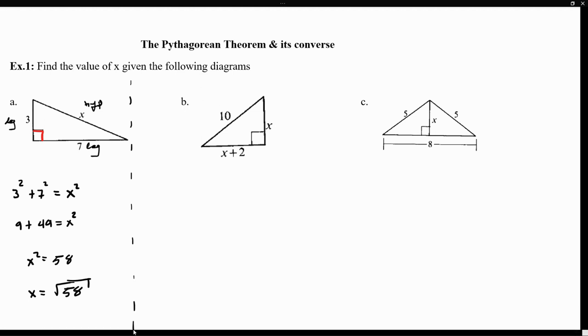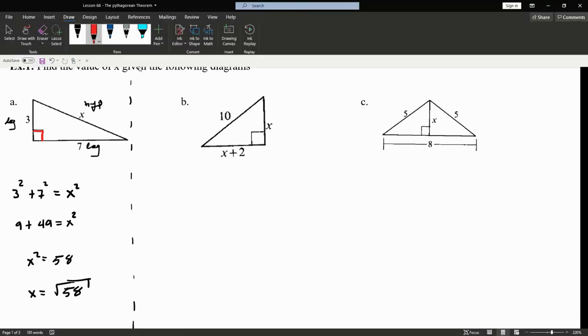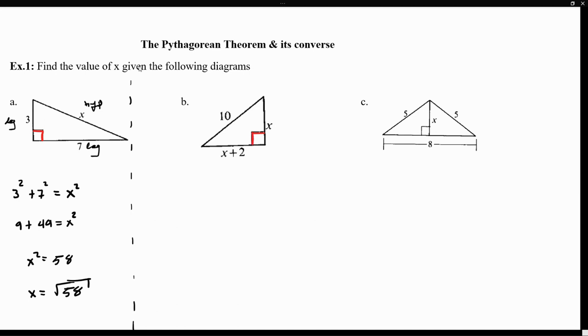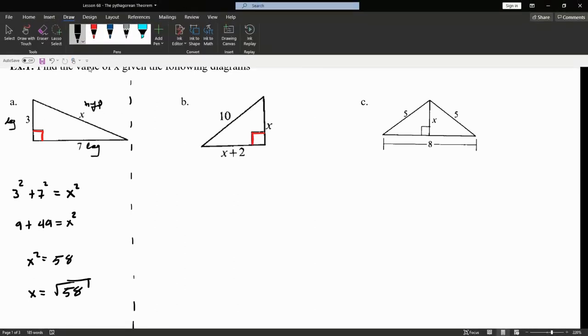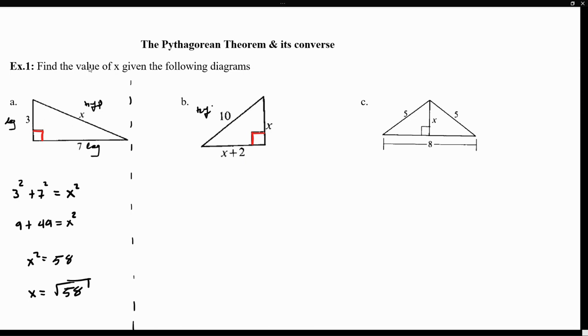Well, first, we can identify that we do have a right triangle because we do have a right angle. Knowing that, we can identify the hypotenuse. That's the hypotenuse, that's my leg, that's my leg. So we apply the Pythagorean theorem: one of the legs squared, let's pick the one on the bottom, plus the other leg squared, which has a value of x, is equal to the hypotenuse squared, which in this case is 10.